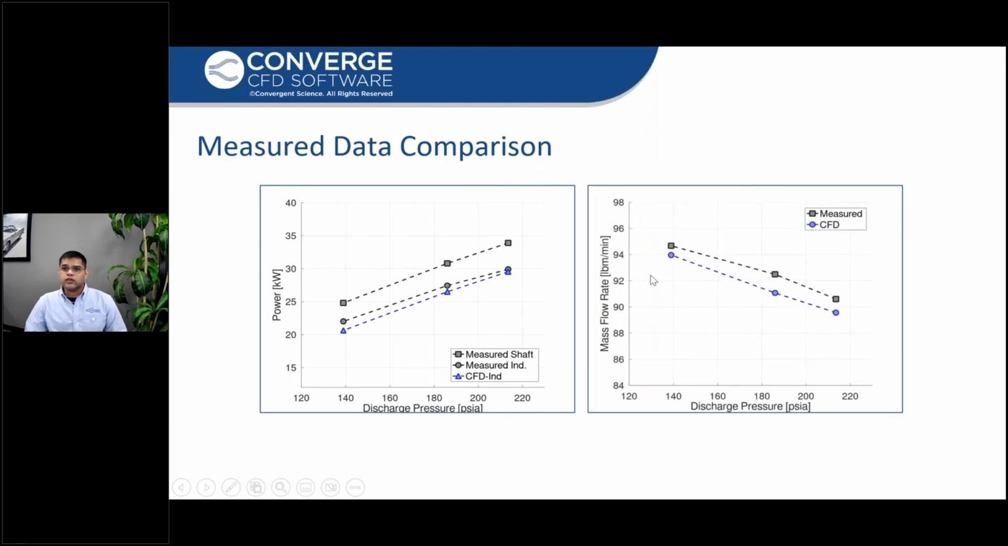And also we can look at the mass flow rate. We can see that our mass flow rate is pretty accurate compared to the measured data, providing pretty similar volumetric efficiencies in both the cases. And the maximum error that we have for this is case 26, which comes out to be about 1.4%.